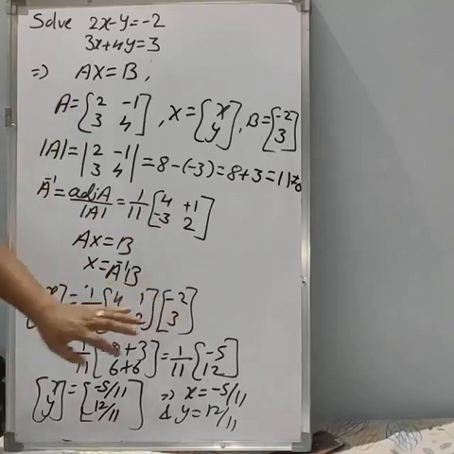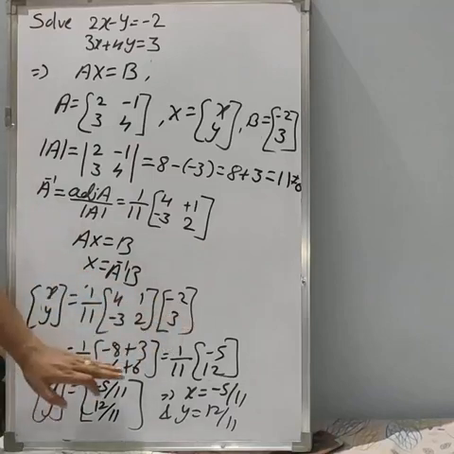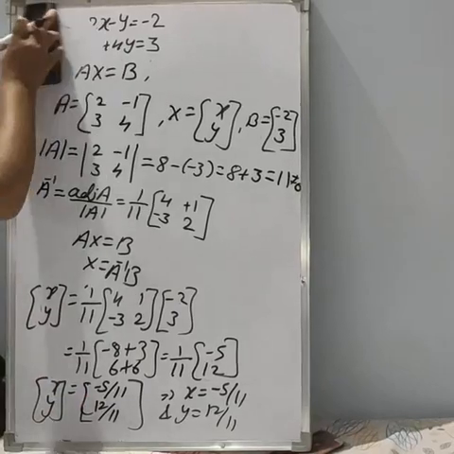We have A inverse, we have B. So first multiply these two matrices. You will get this, minus 5, 12. Then multiply 1 upon 11 inside the matrix. You will get this value. So write down these corresponding values as x and y. Okay. So this is one example.